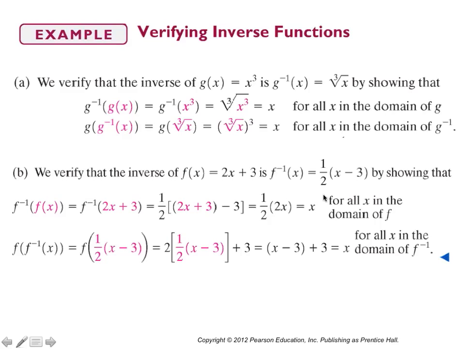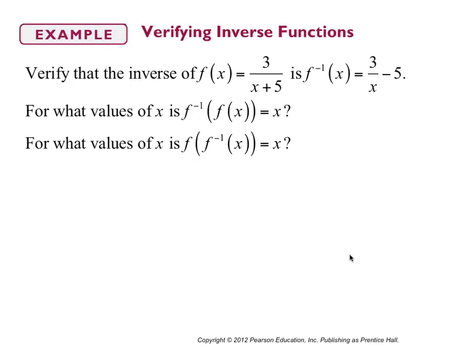Now we do it the other way around. So we take our 1/2 times x minus 3 and we plug it in everywhere we see an x in our original function, our f of x. So we have 2 times 1/2 times x minus 3 plus 3. So we're left with x minus 3 plus 3, which is just going to be x.